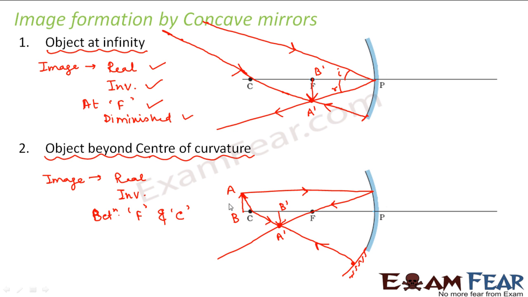And what about the size of the image? If you see, the size of the image is reduced. So the image is again diminished. See here, the lines are not drawn straight because I am just drawing it roughly. So if you draw it properly, you will be able to see the difference in the heights of the image as well.